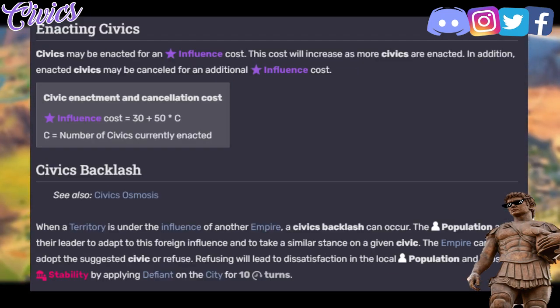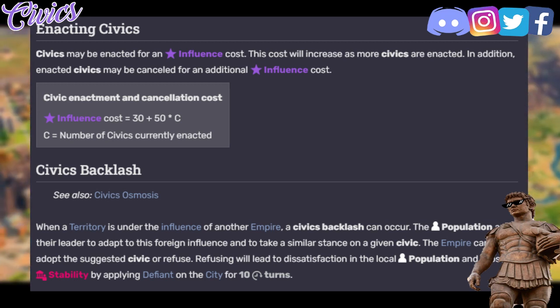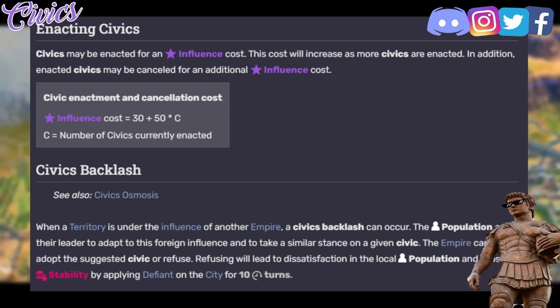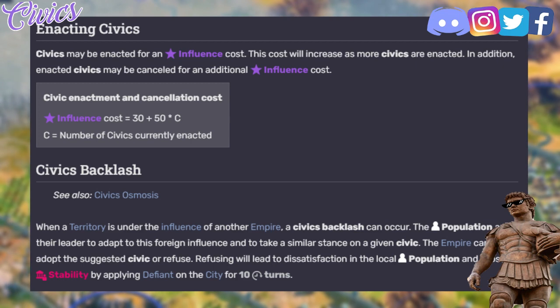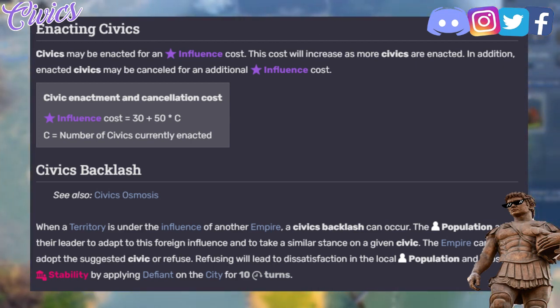Enacting civics. Civics may be enacted for an influence cost. This cost will increase as more civics are enacted. In addition, enacted civics may be cancelled for an additional influence cost.